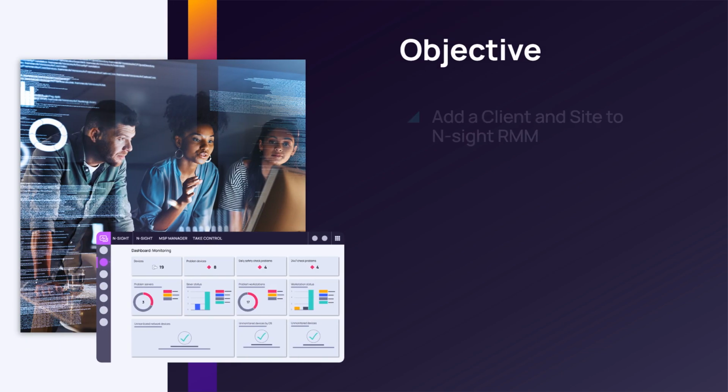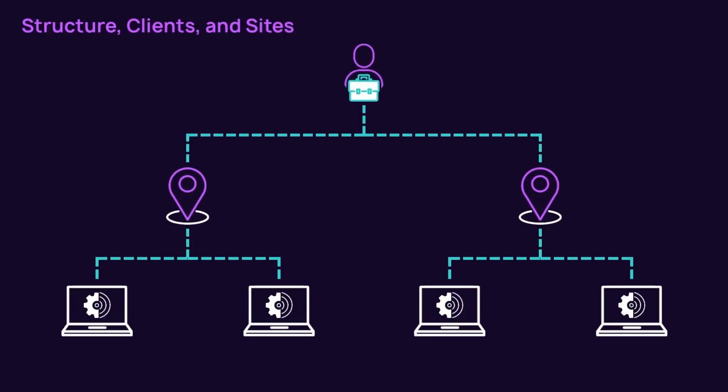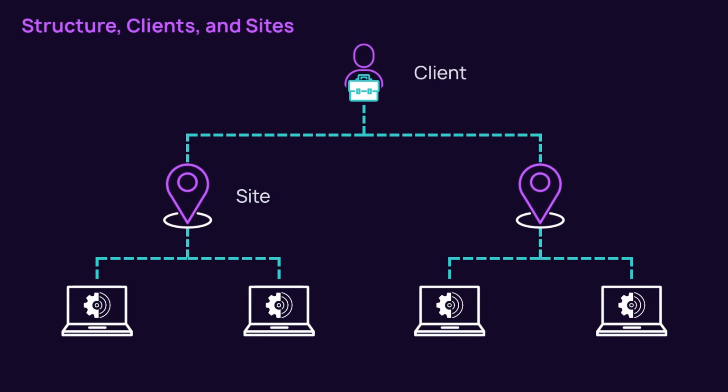In this module, we will add a client and a site to N-sight RMM. N-sight RMM uses a hierarchical structure. A client is the customer. A site is a group that includes the client's devices. One client may have many sites.